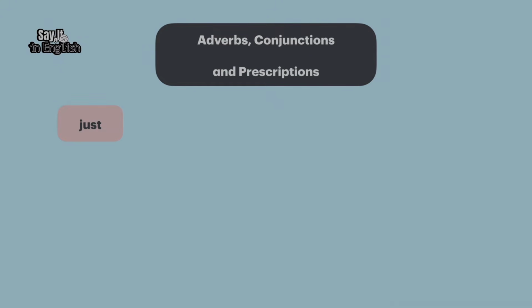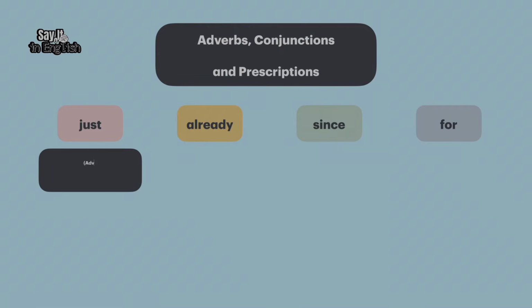Let's learn about just, already, since, and for in relation to the present perfect tense. Just is an adverb. It indicates that something happened very recently. It's placed between the auxiliary verb have or has and the past participle. For example, I have just finished my homework.